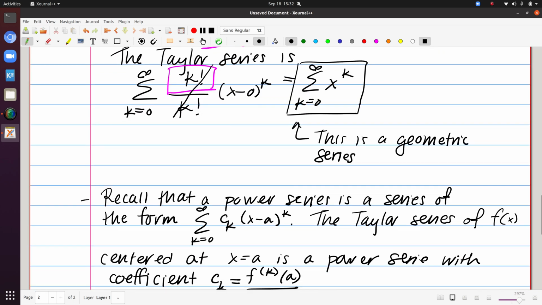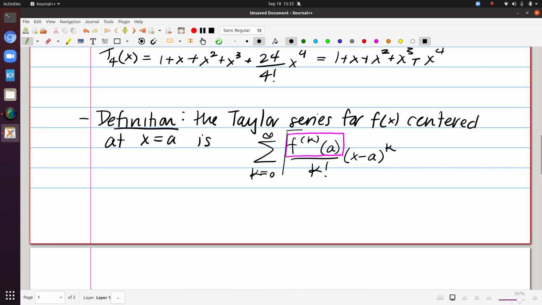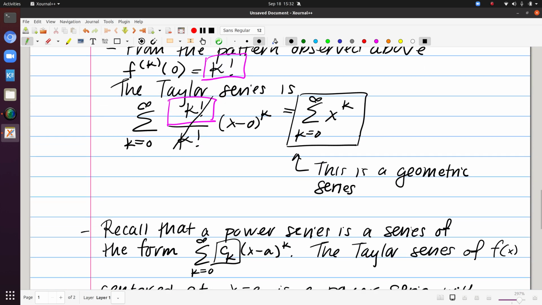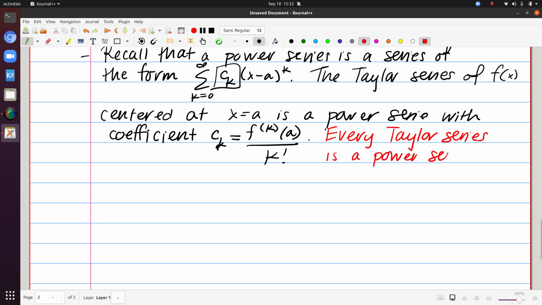Notice that the power series has the coefficient c sub k sitting in front of x minus a to the k. If I come back to my definition up here, this is exactly what I have sitting in front of x minus a to the k. So what I want to point out is that this leads to an important fact. Every Taylor series is a power series. It's just a power series with a very specifically defined coefficient c sub k.